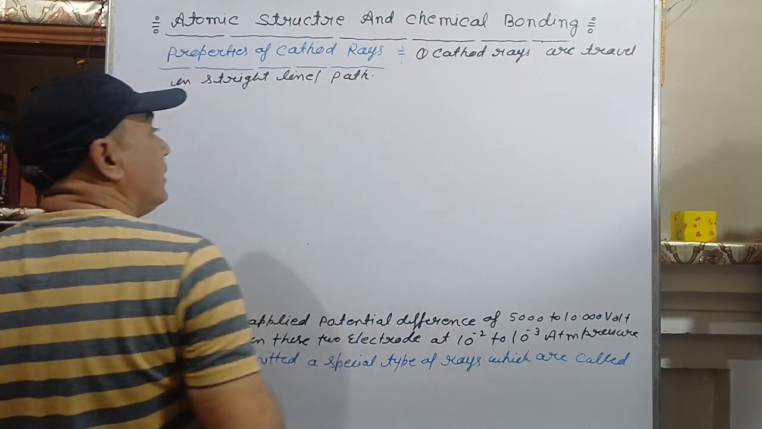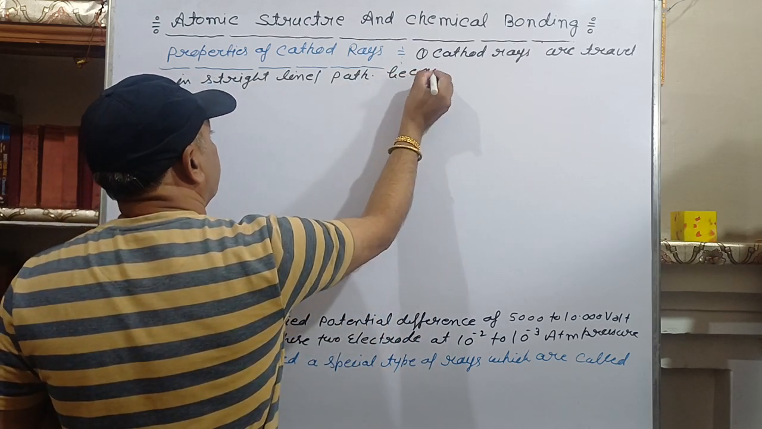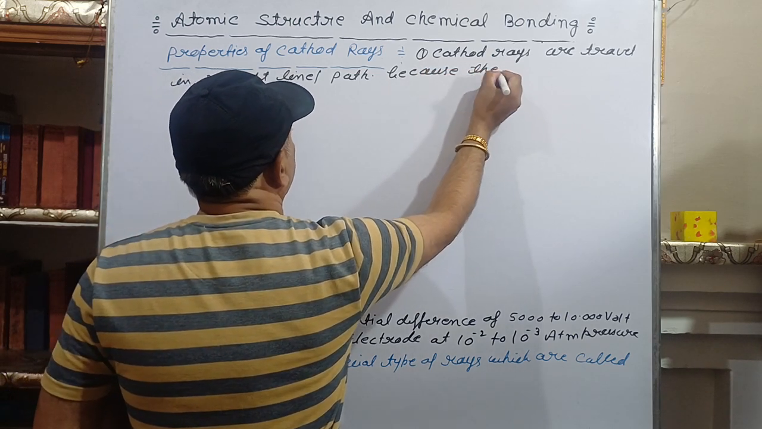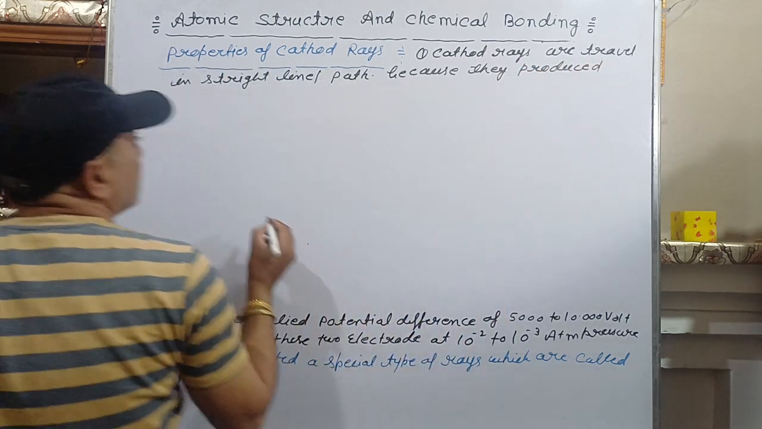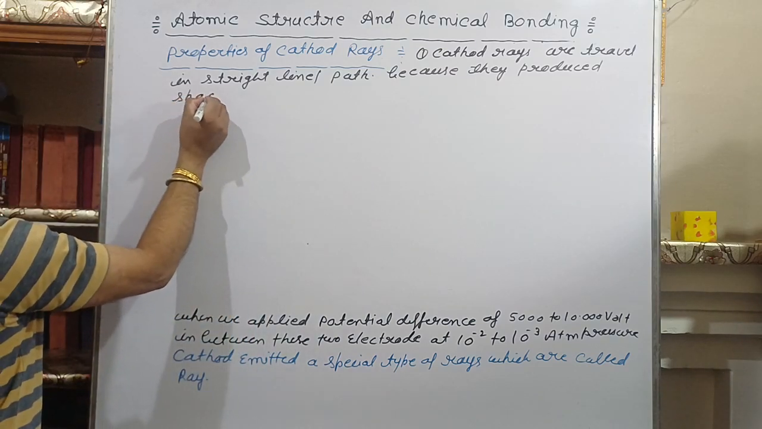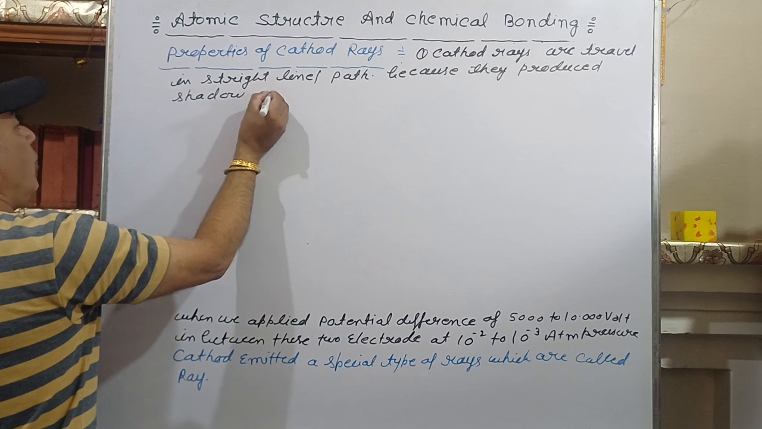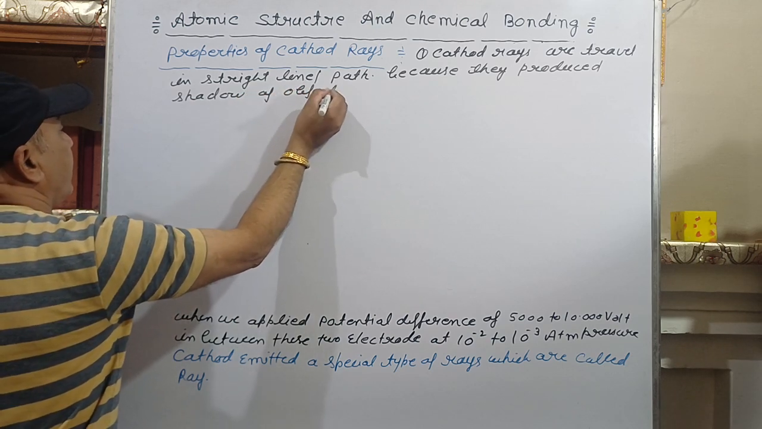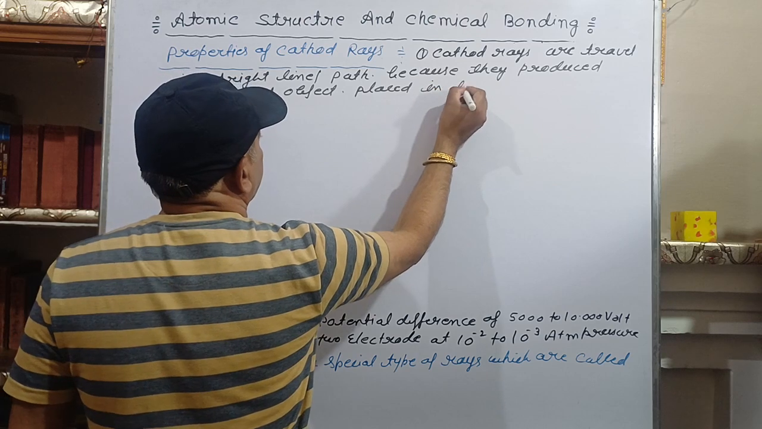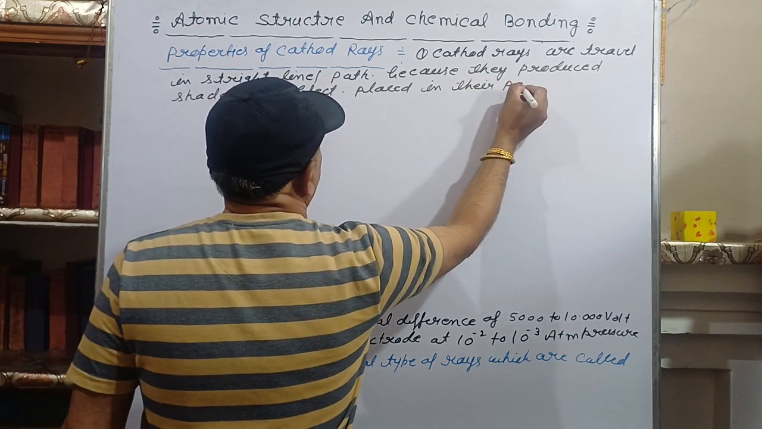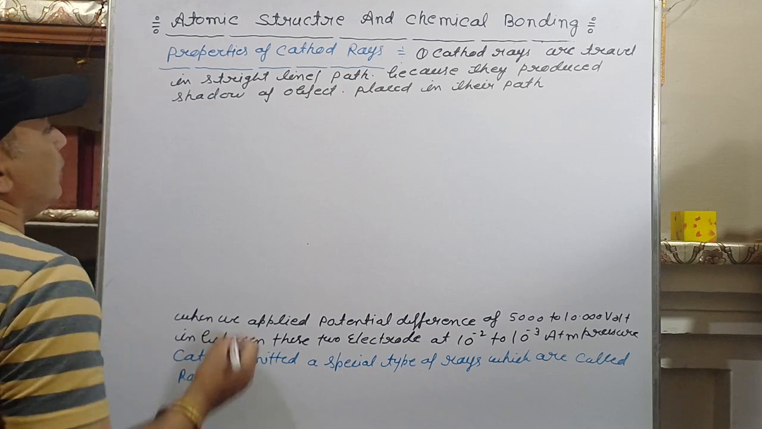Why? We can say that these rays travel in a straight line or straight path because they produce a shadow of an object placed in their path. It is the first property of cathode rays.